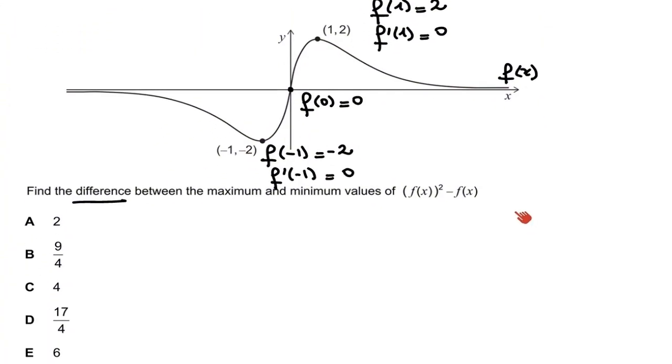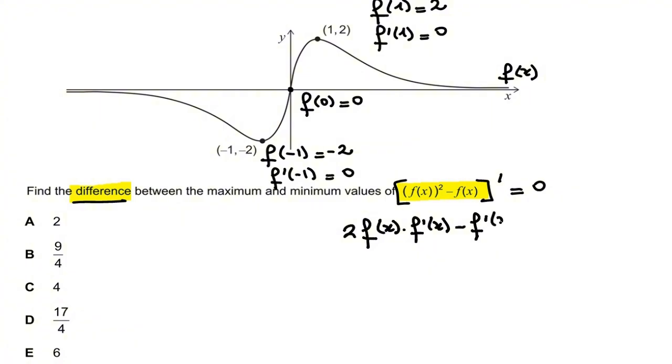Now we will proceed. Since we want to find the difference between its maximum and minimum values, we will take its derivative and set it equal to 0. Now, let's take its derivative: 2f(x) times f'(x) minus f'(x) equals 0. From here, let's factor out f'(x): f'(x) times (2f(x) minus 1) equals 0.